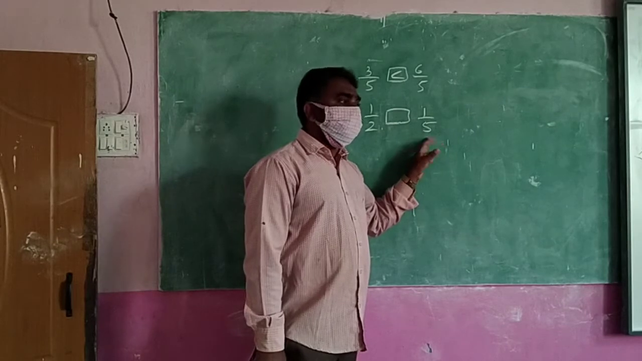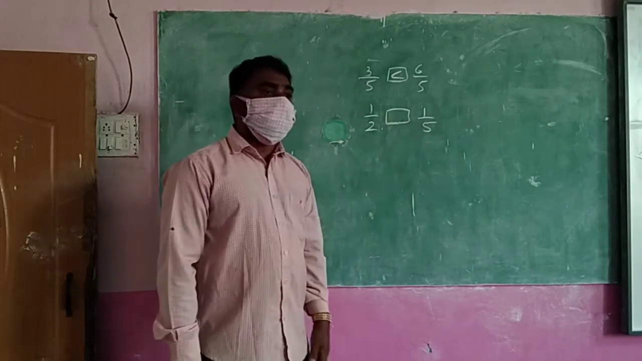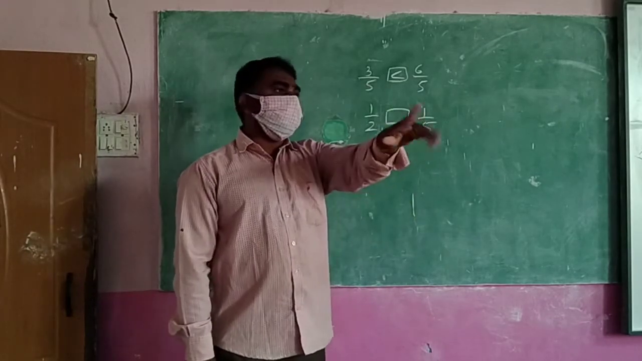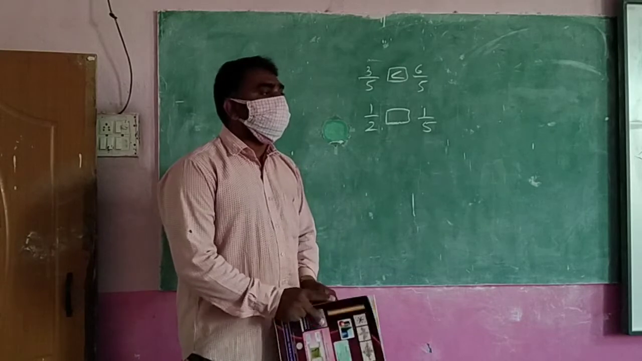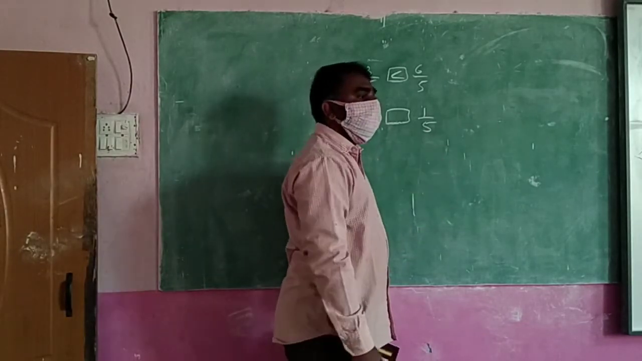Like fractions means the denominators are the same. Here, are these like fractions? No. Then what should we do? We have to convert them into like fractions. What is the method I have given to you? Take the denominator side.